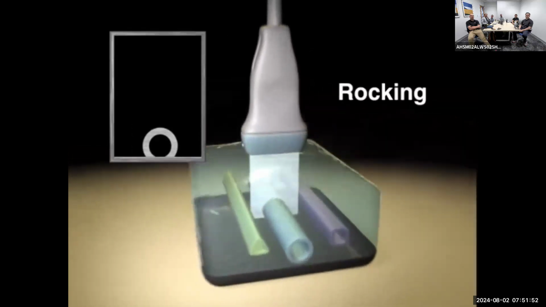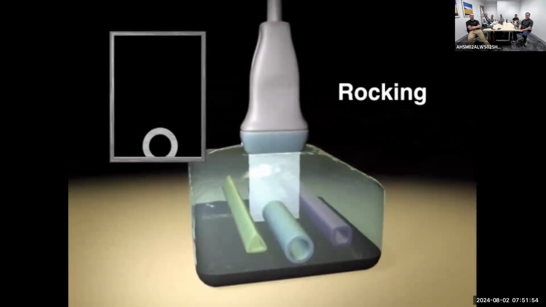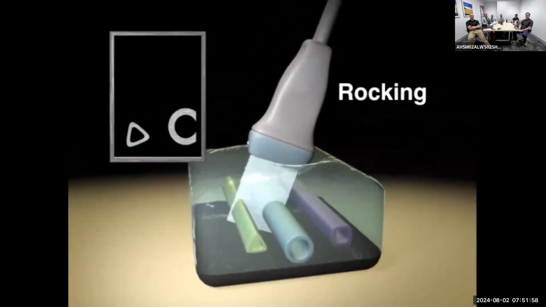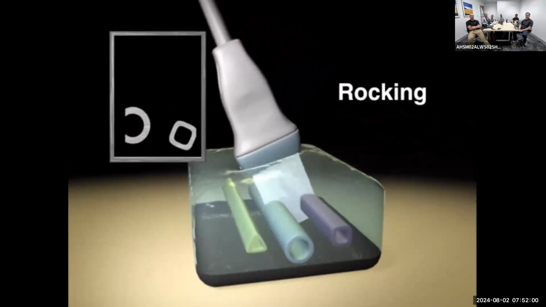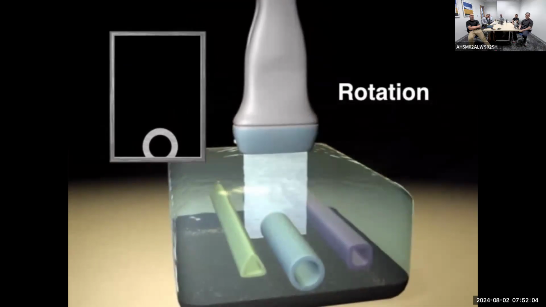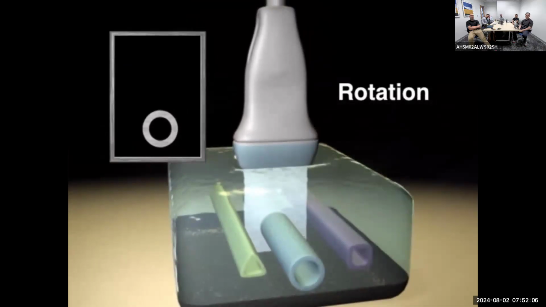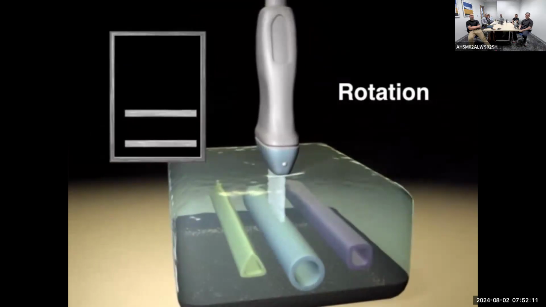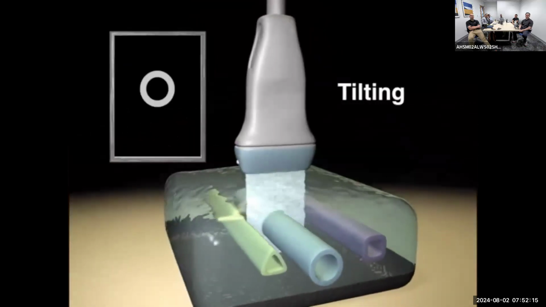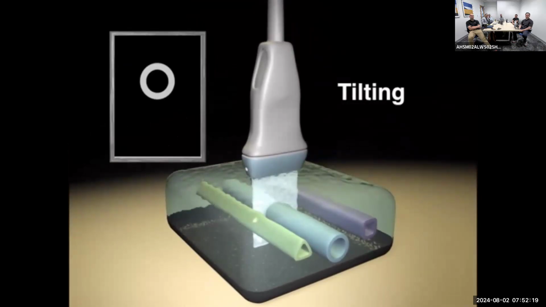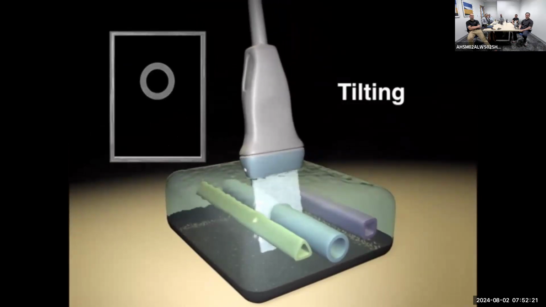So part of the reason why you want to be able to see it rocking, this can be heel toe, so that you can either look at other structures or you can flatten out the needle to make it a little bit easier to see. Rotation. We're going to spin it long ways. We don't really use that a ton. We use rotation a lot, but the reason that they were showing it in this video was for placing central lines.